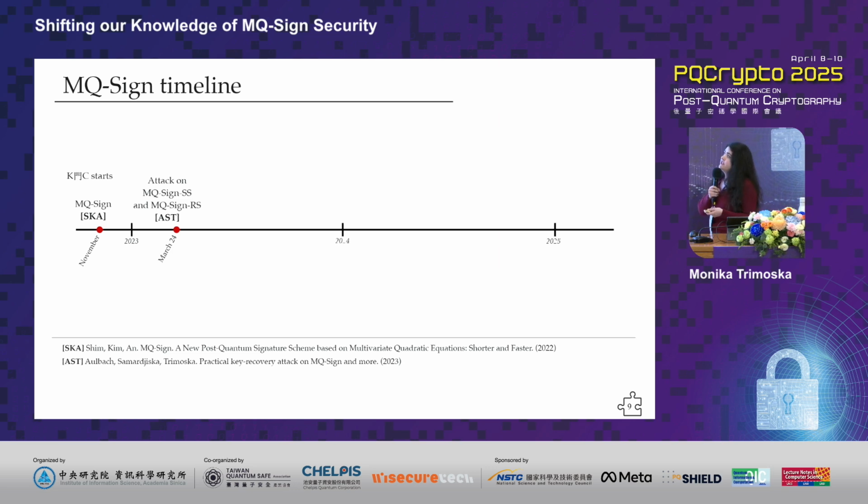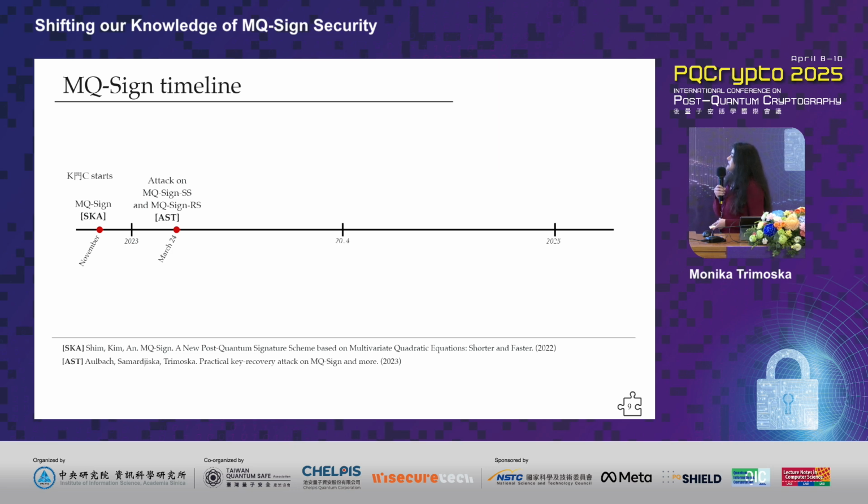So the specific structure that it has was sparseness. The central map was very sparse, and so it means that there were a lot of coefficients that we knew. And then we had an attack on this one in March 2023. We attacked two of the variants, specifically those variants that had sparseness in the vinegar oil part. And this is with other co-authors, Thomas Ölbach and Simona Samardziska.